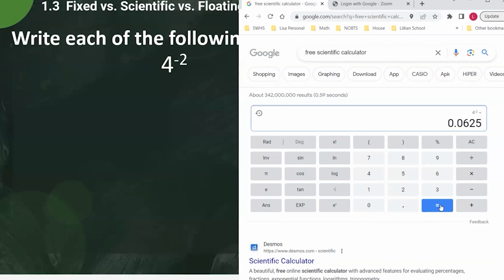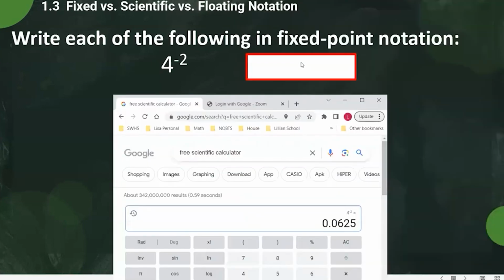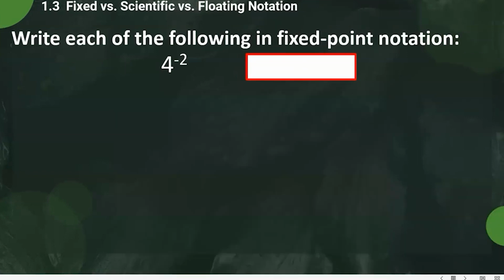On some calculators, there's a plus minus key, and so you'll hit that positive negative key. But in this particular calculator, you just hit the minus sign. So this gives you the answer 0.0625. All right, so on here we will go 0.0625, and that would be your answer.